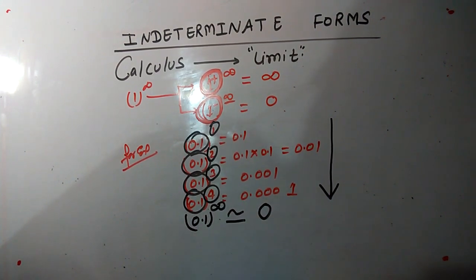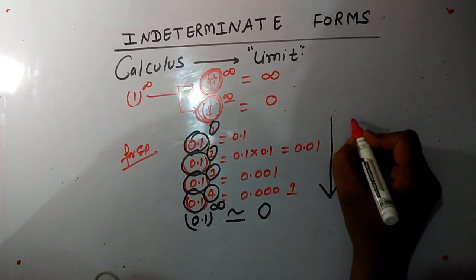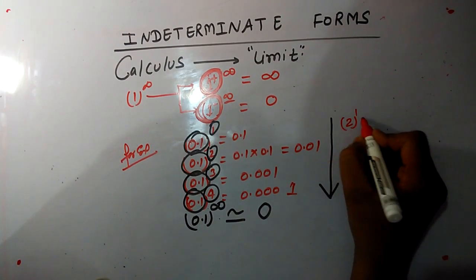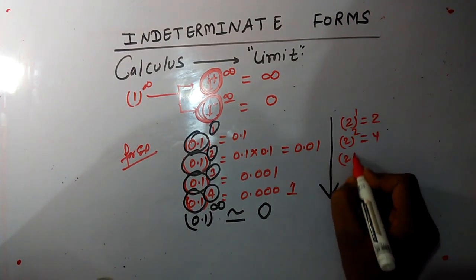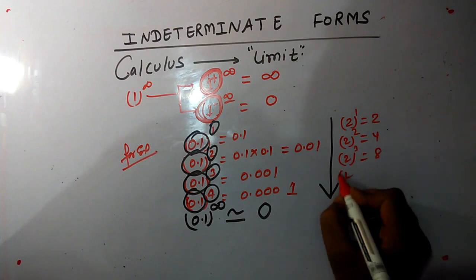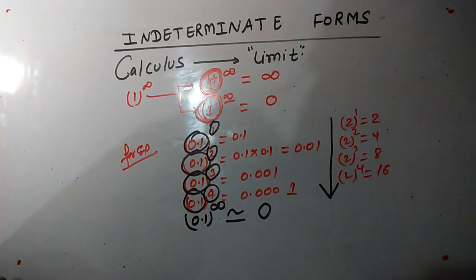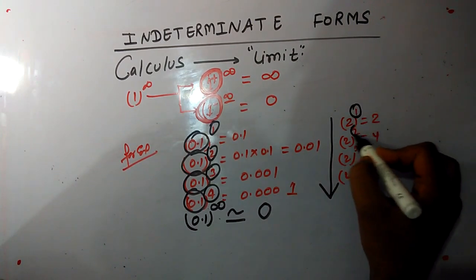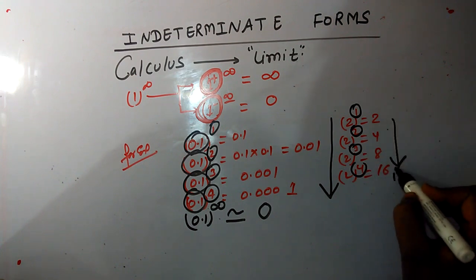But if base is greater than 1, let us suppose 2, 2 raised to power 1 is 2, 2 raised to power 2 is 4, 2 raised to power 3 is 8, 2 raised to power 4 is 16. Since your base value is greater than 1 and you are increasing power continuously, its value is increasing.